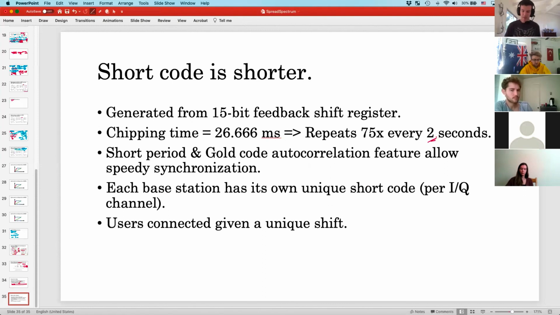So on average, your phone is going to be able to identify the start point faster than 2 seconds, but this is one of the reasons that sometimes it takes a little while to connect to the network: your phone might be searching for a match for its code to the base station's code, but the base station's code might be up to 2 seconds off from your code.